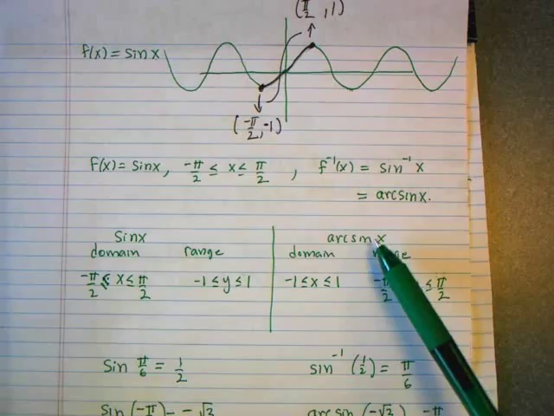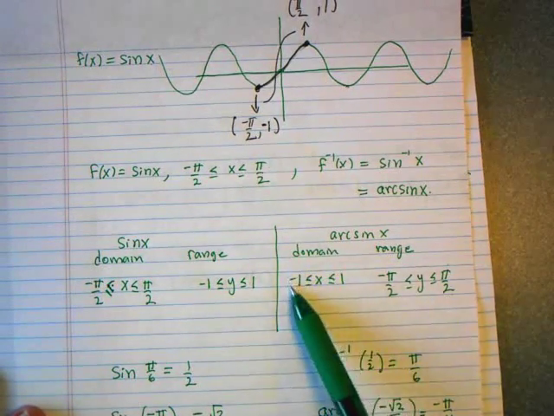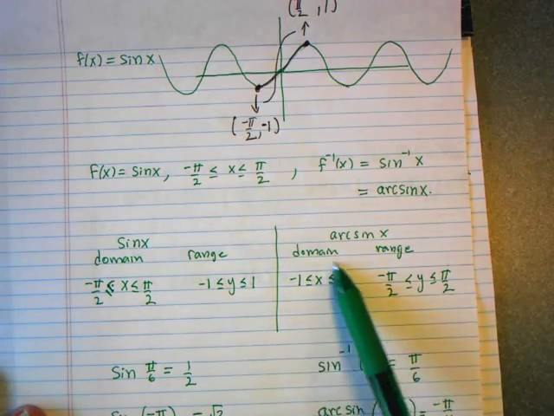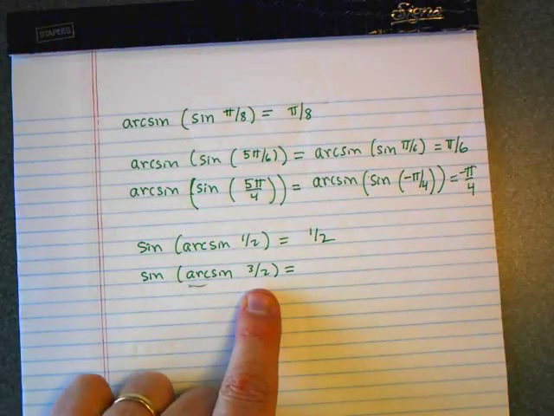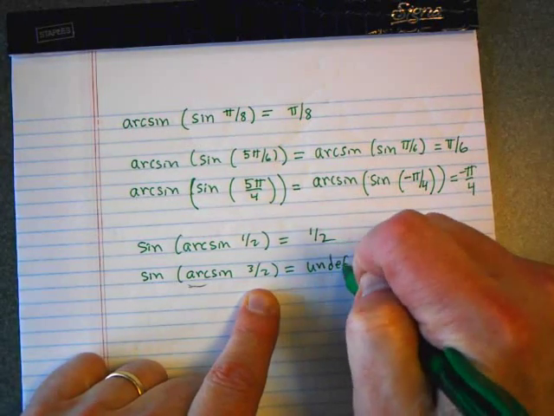When I'm dealing with arc sine, what kind of numbers can I plug in? I can only plug in numbers between -1 and 1. Is 3/2 between -1 and 1? So the answer is undefined. Trick question, can't do it.